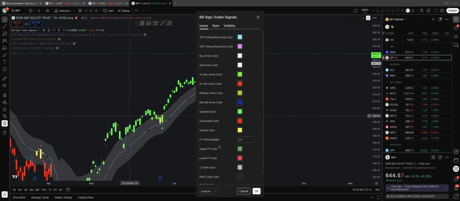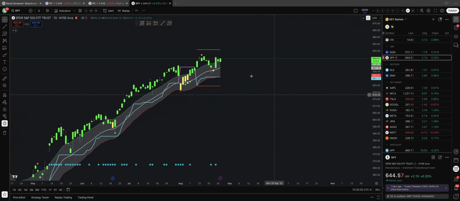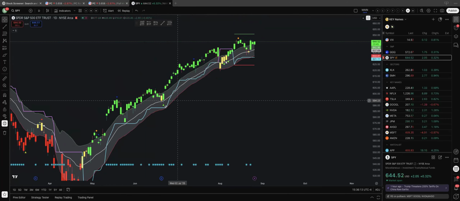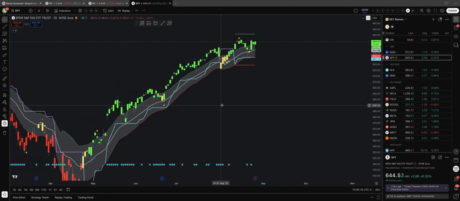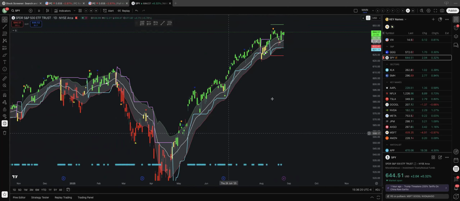Now, if I go like this and reset settings, here's everything that comes with it. So looking at the chart, you've got the trend bars, which color code the candles. You've got the ATR trailing stop. You've got the entry zone with the upper and lower limits. You've got the 21 EMA, and you've got the buy signals and sell signals. The original signals are updated and improved, so you will see newer ones. And then you've got the momentum reversal signals, and we're going to walk through each piece of this.